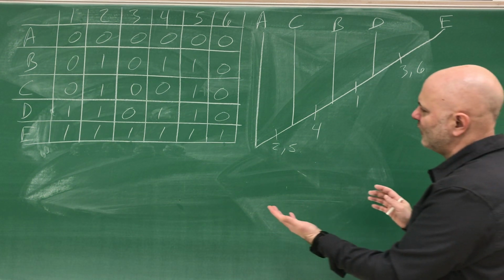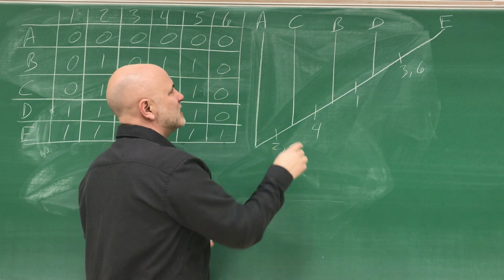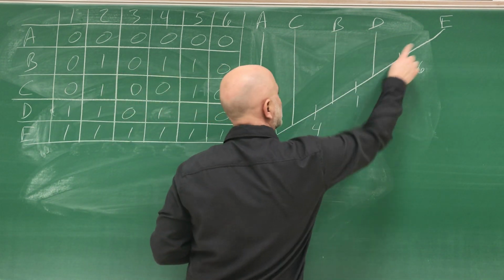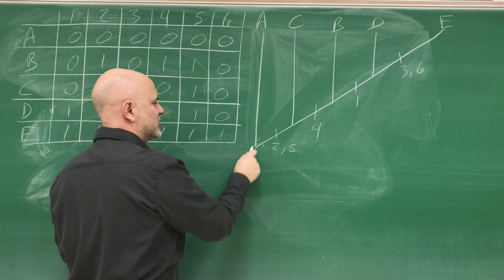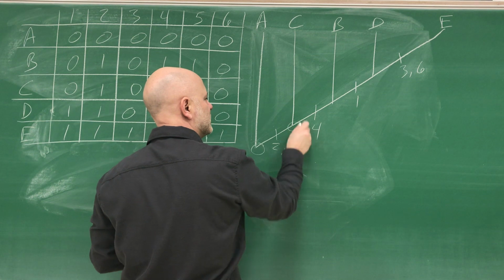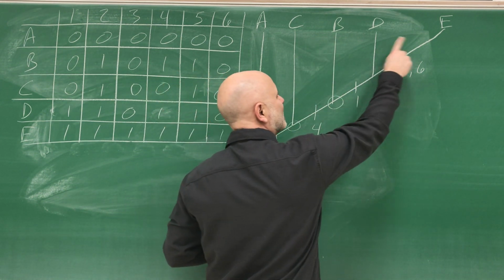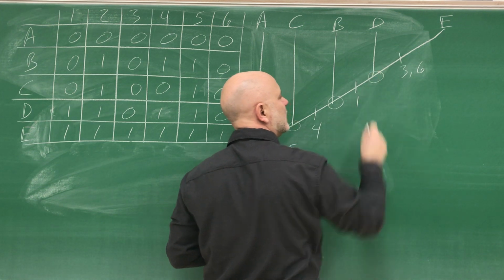And so what our phylogeny is saying here is that the common ancestor to A, C, B, D, and E lies back there. There's that common ancestor. The common ancestor to C, B, D, and E is here. The common ancestor to B, D, and E is here. The common ancestor to D and E is here.